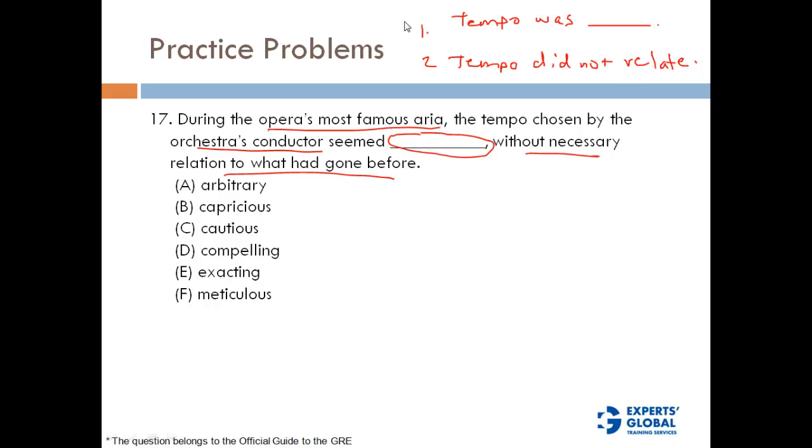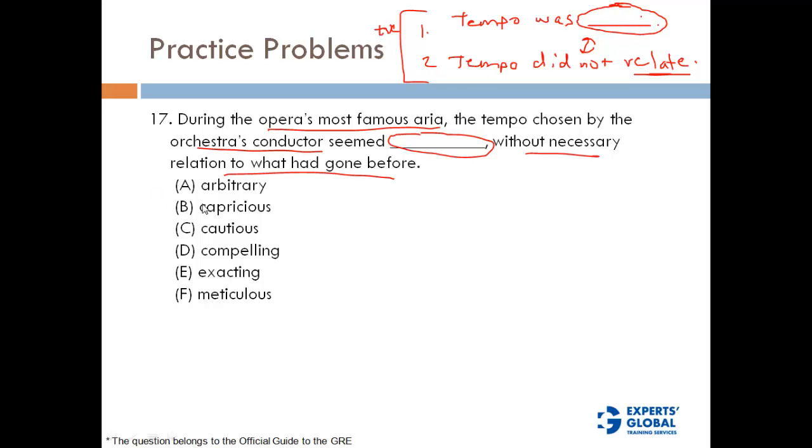And both of them are positively correlated, both are trying to bring out the same idea. So this word has to do justice to the tempo not being able to relate to the earlier part of the opera, right? So it would be something like not in sync with, or something like that. The tempo was not in sync with the other parts of the opera, or was not harmonious, or something like that.